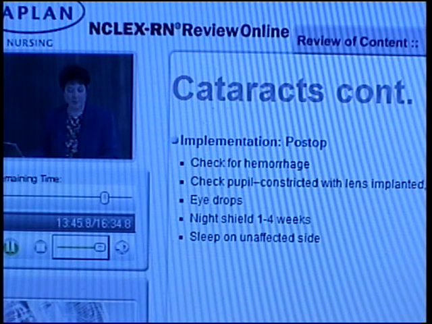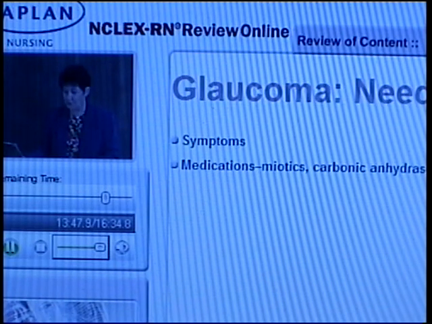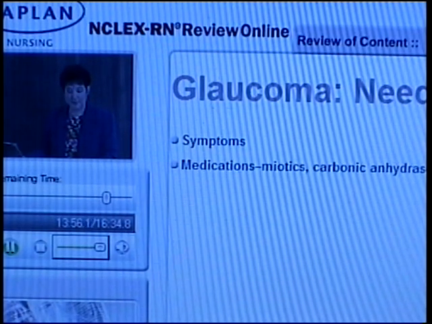Let's talk about glaucoma. The type of things you need to know with glaucoma are the medications involved, which are miotics and the carbonic anhydrase inhibitors. And you'll remember that glaucoma is a condition characterized by optic nerve damage. There's an increase in the intracranial pressure that is caused by congestion of the aqueous humor of the eye. Remember, the aqueous humor flows between the iris and the lens, and it nourishes the cornea and the lens.